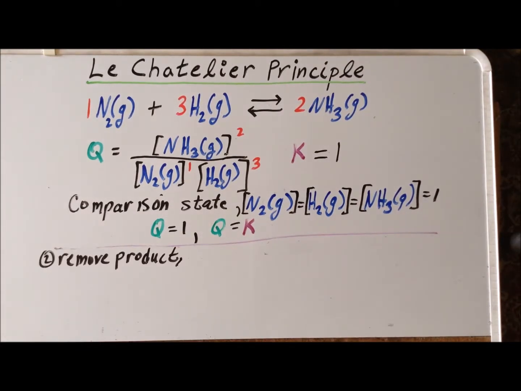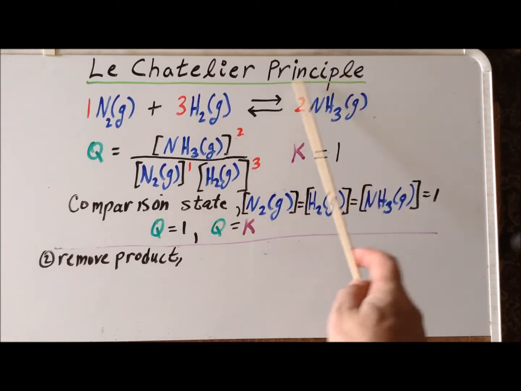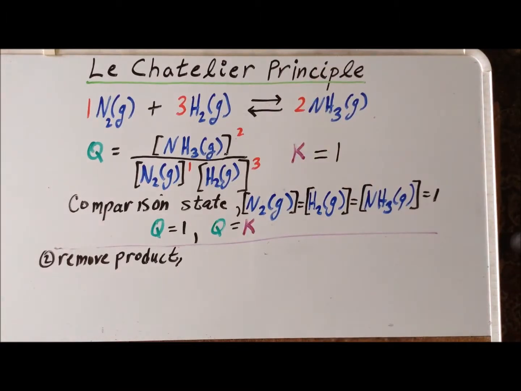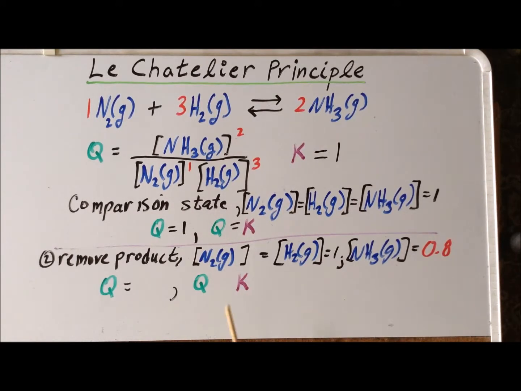A second way that we can stress our system and move it away from equilibrium is to remove one of the products. In this case, our product, ammonia. So we're going to remove some ammonia, we're going to lower its concentration, and see how the system reacts. So specifically, let's leave the concentrations of nitrogen and hydrogen equal to 1, but let's reduce the concentration of ammonia from 1 to 0.8. We can compute the value of Q in this case, and we see that Q is equal to 0.64.